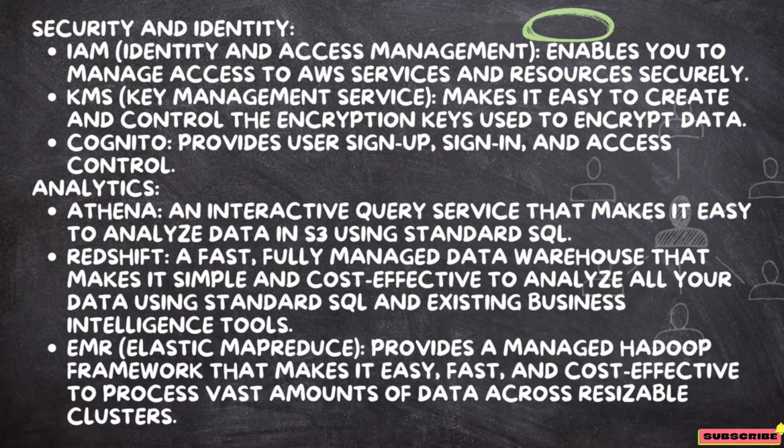Then we have security and identity. Starting off with IAM, which is Identity and Access Management. It enables you to manage access to AWS services and resources securely. Then we have KMS, Key Management Service. It makes it easy to create and control the encryption keys used to encrypt the data when a user or a customer wants to get access to that specific service.